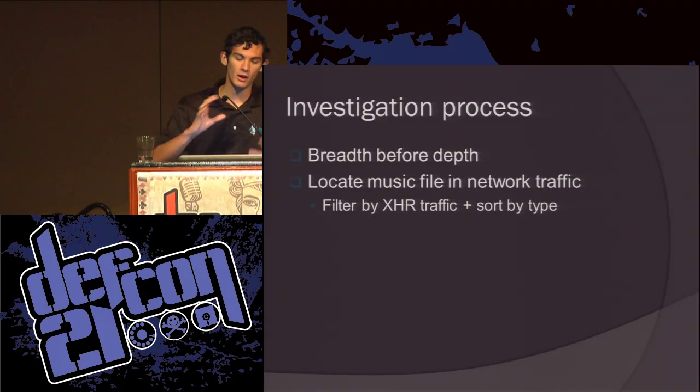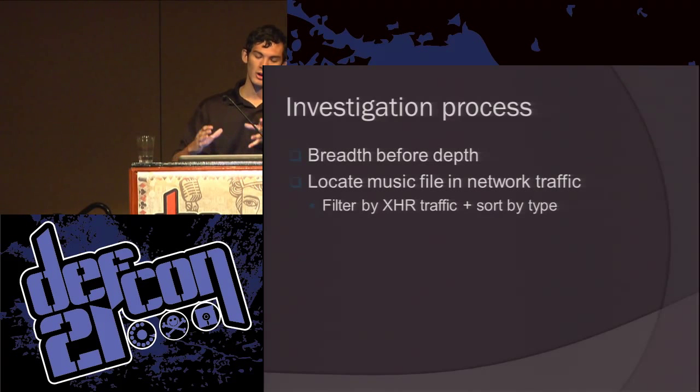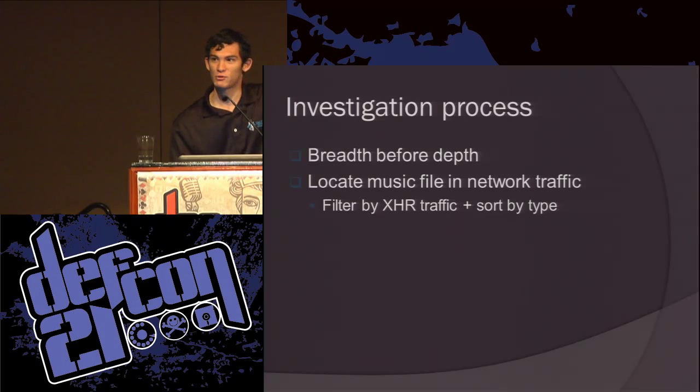Once you keep that in mind, you want to locate the music file in the network traffic. You can do this in Chrome by opening up the developer console and then going to the network tab, and you can see all the traffic flying by. There's going to be a lot of traffic, so you want to filter based on XHR traffic and possibly sort by type.